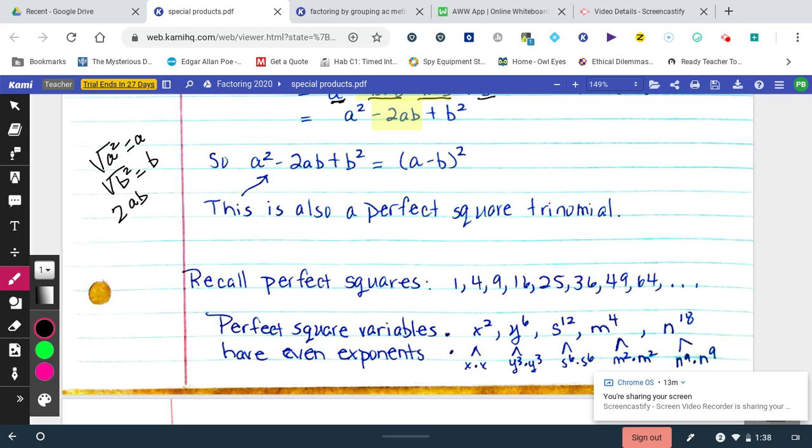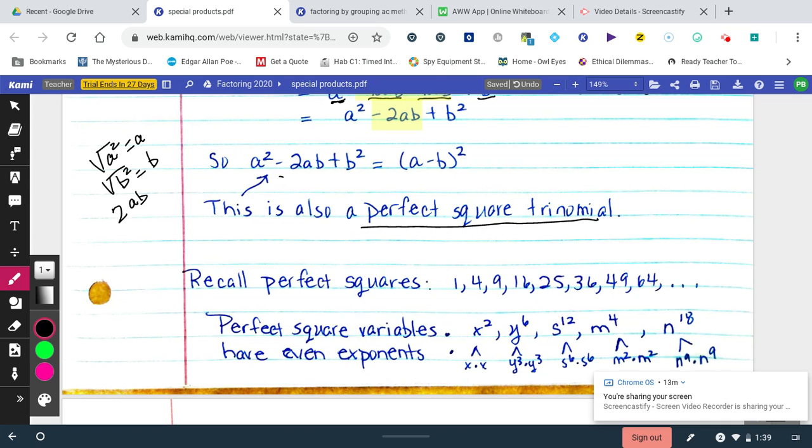Okay, and again, the middle sign doesn't matter. It's just the first and last terms have to be perfect squares, so they have to be positive, first and last. Middle term can be positive or negative. All right, so this fits the perfect square. This is a perfect square trinomial too, okay?